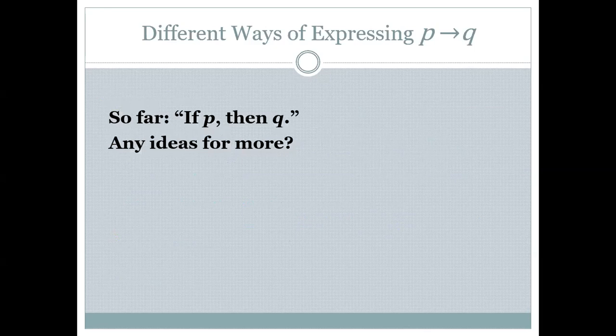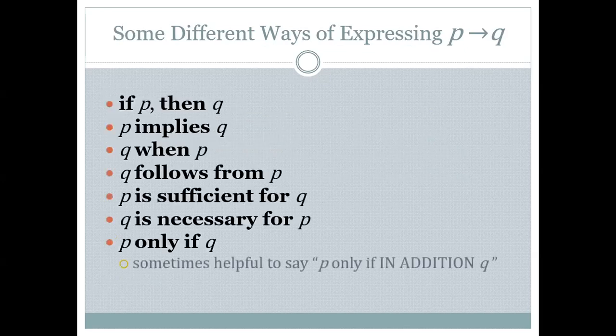So if P, then Q. There are lots of other ways that we could tweak things, and I want to go through some of those. There are other ways we could say it, okay? If P, then Q. We could say P implies Q. We could say Q when P, right? So whenever P happens, Q happens. Q follows from P. P is sufficient for Q. That means when P happens, that is sufficient for Q to happen.